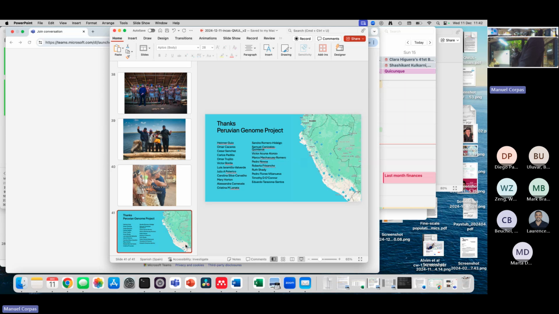So when you say infection, like COVID infection in the Peruvian population, is that also similar to other Latin American populations? Not really.